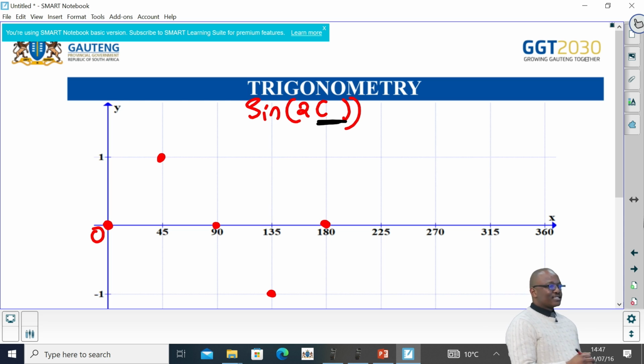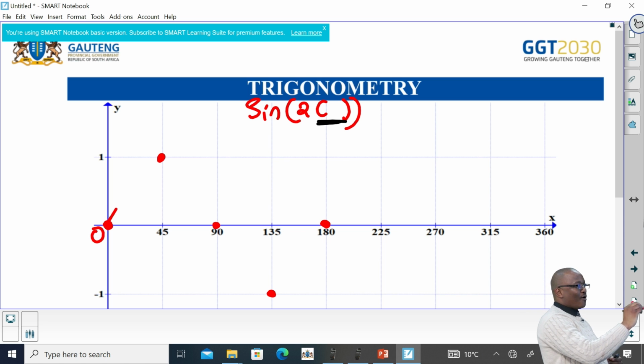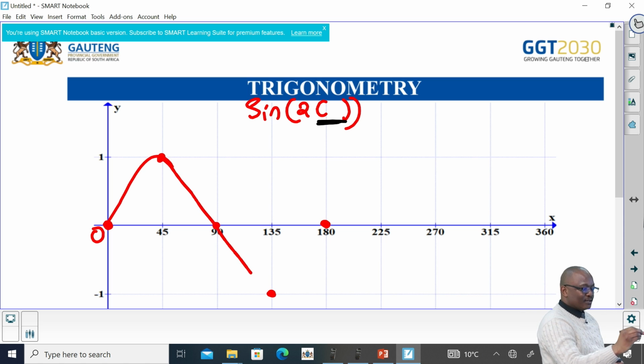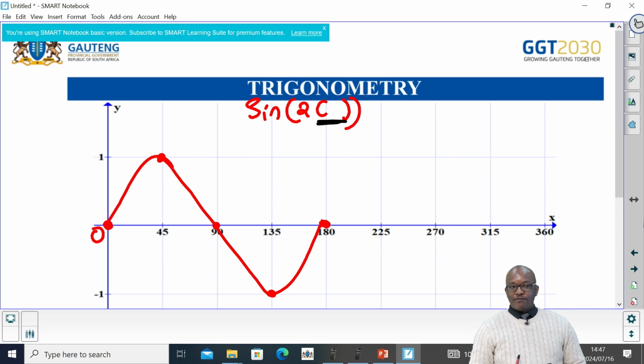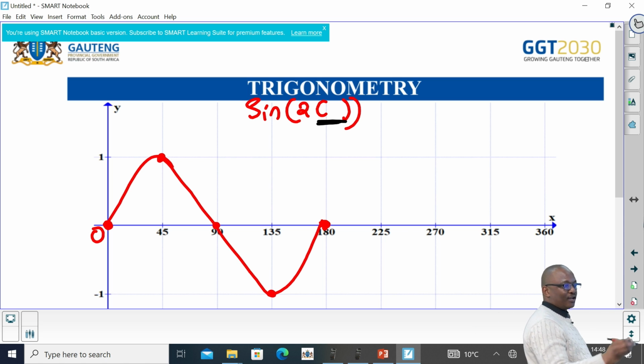So already you can see that from 0 to 180, our graph of sine is completing a revolution. We are having a full shape of sine from just 0 to 180. Then now we are not done, because we also have to sketch it up until 360. So we are going to continue to substitute 225. If we substitute 225, we are still going to get 1, 270, 0, 315, -1, and 360, we're going to get 0.